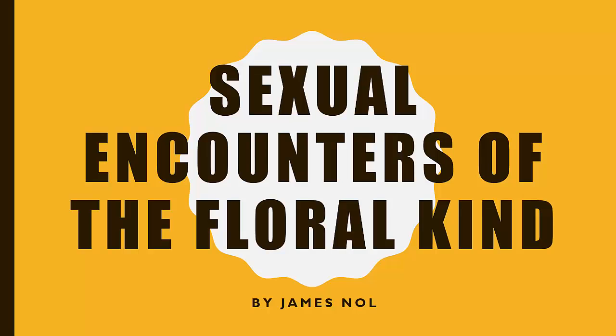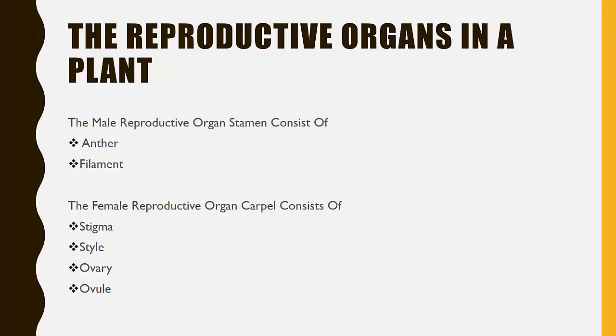Sexual encounters of the floral kind. The reproductive organs in a plant. The male reproductive organ, stamen, consists of the anther and the filament. The female reproductive organ, carpel, consists of stigma, style, ovary, and the ovule.